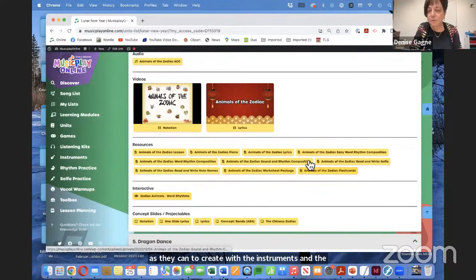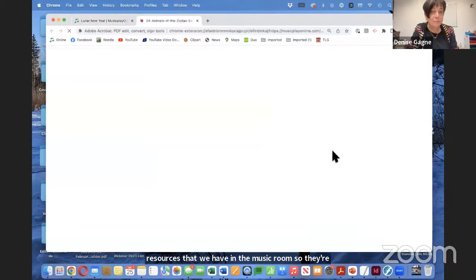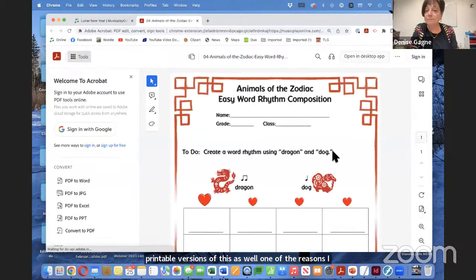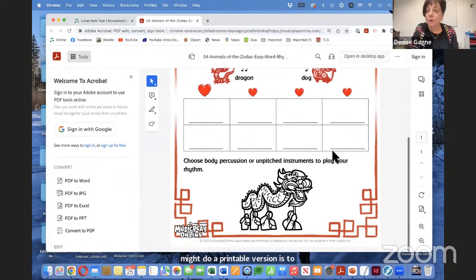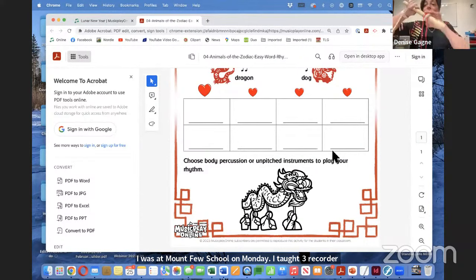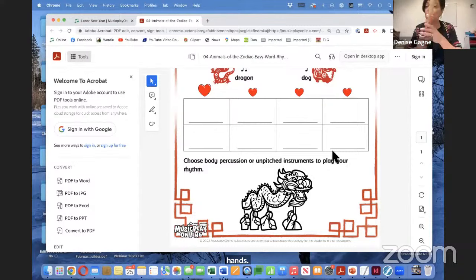So there are printable versions of this as well. One of the reasons I might do a printable version is to fill a bulletin board. I would put the student work. I was at Mount View School on Monday. I taught 3 recorder classes. Very first time they had recorders in their hands. I had one student hold the recorder like this. That's how new they were to the recorder.